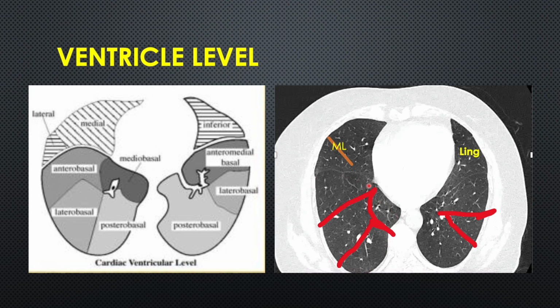So lower lobe you can divide into a medial part. You can have the anterobasal, lateral basal and posterior basal. And same thing if you do on the left side. This is the fissure. So below the fissure you have, instead of medial, anteromedial, we have a portion of lateral basal, and then we have posterior basal, and that's what we visualize here. So this is your ventricle levels.